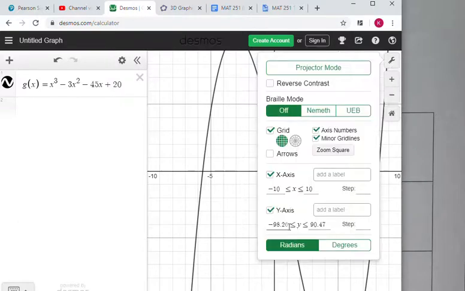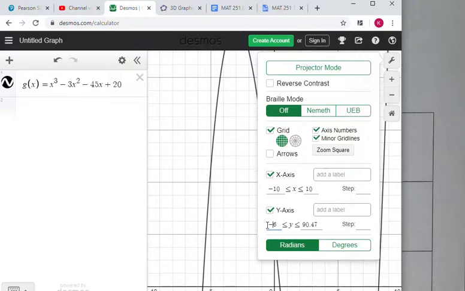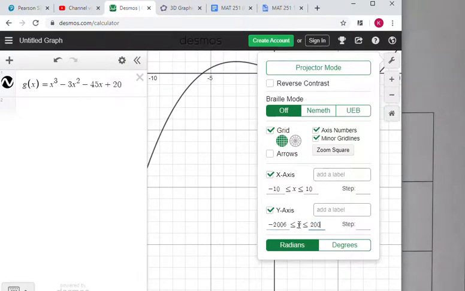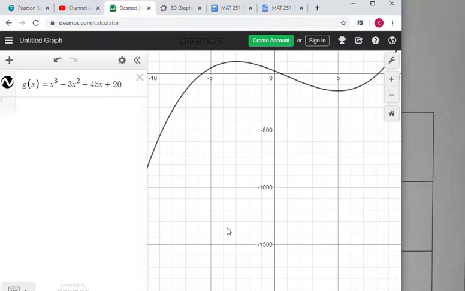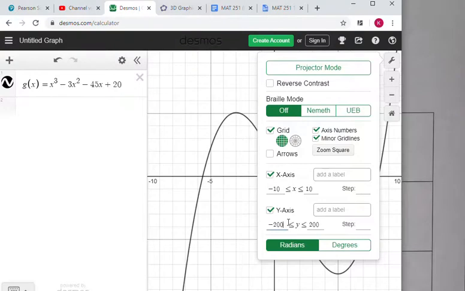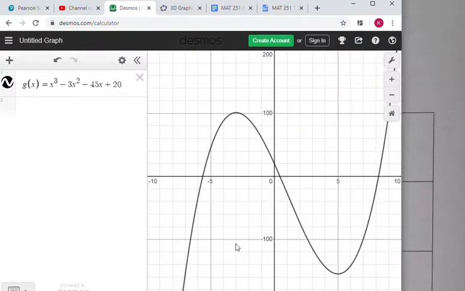On the y-axis, I was at approximately -190. Maybe I'll do -200 and +200. And just see what that looks like. Okay, maybe I didn't need to go quite that. Oops, what did I do? 2,000? I did. Sorry, -200. There we go. And that's pretty good. I can now see my graph in a reasonable window, the way I'd like to see it.